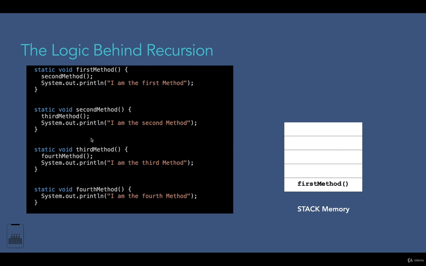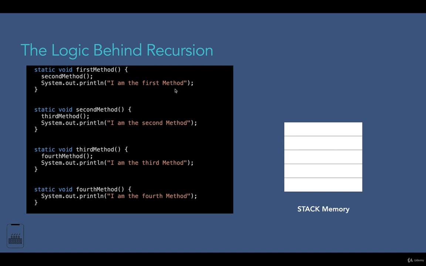Now the system again refers to the stack memory and calls the first method, and executes the print statement after the first method, which says that I am the first method. So with this, all methods' execution is complete. Now it is clear how method execution is managed in stack memory.